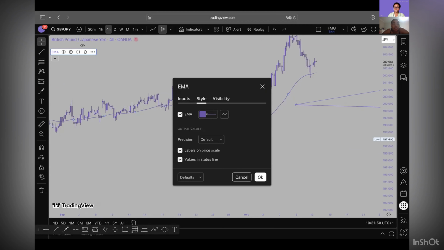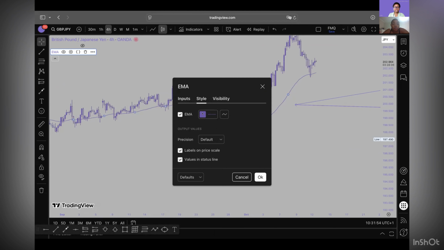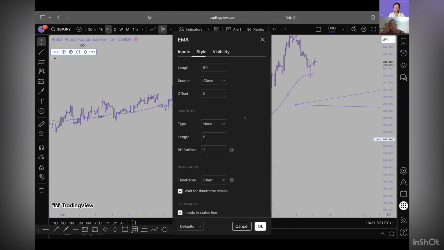You want to either change the color, which is changing it from here. I still maintain this color. And on visibility, inputs. So you go to inputs and you want to click on, I use 50 EMA. I use the 50 EMA. So you change your length. Your own might probably be giving you 200 or 100 or 20. You want to change it to 50. You will do that on inputs.